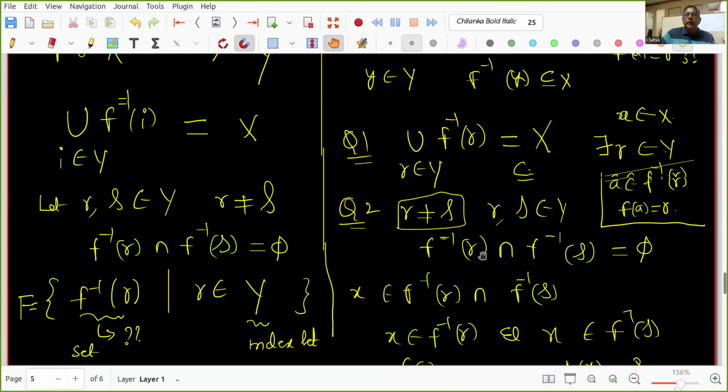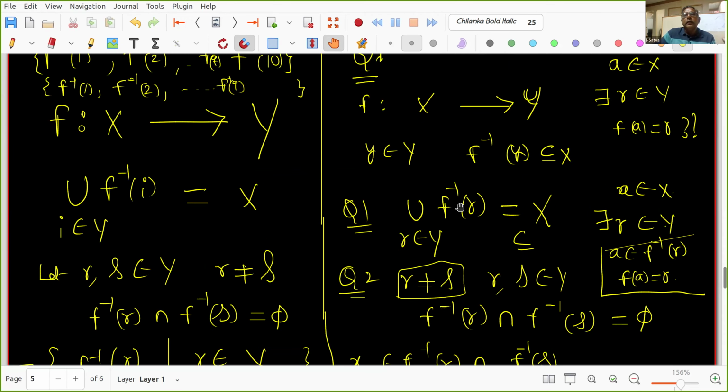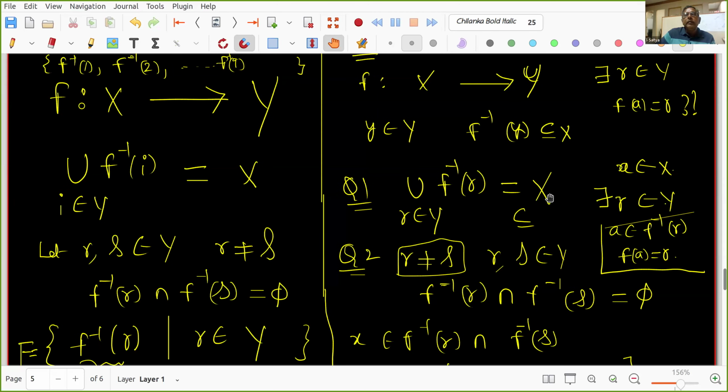This is not easy also, but even then try. Because these are the pre-images I'm taking, every element is mapped to somebody, right? So every element is in the pre-image of somebody. The function definition is that every element has an image. That means every element is in the pre-image of somebody. F inverse of R is the pre-images of some R. As R changes, I'm getting all the pre-images. That is the entire X, right?